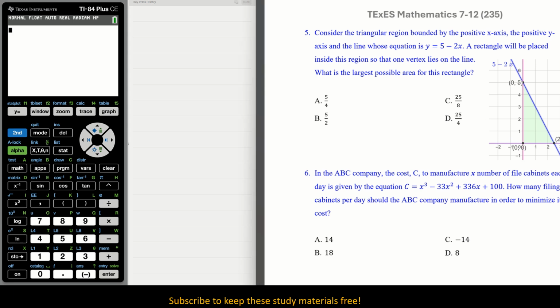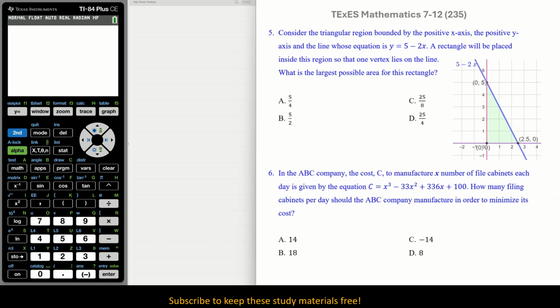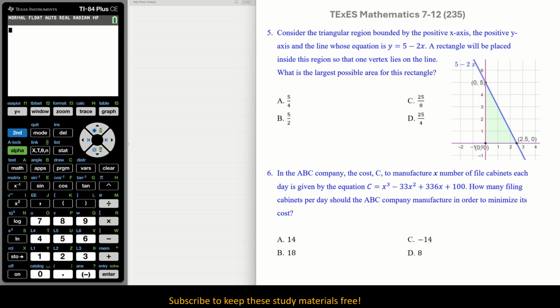Okay, number 5. Consider the triangular region bounded by the positive x-axis and the positive y-axis, and the line whose equation is y equals 5 minus 2x. A rectangle will be placed inside this region so that one vertex lies on the line. What is the largest possible area for this rectangle?